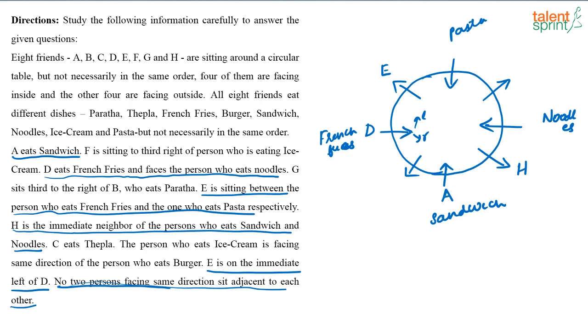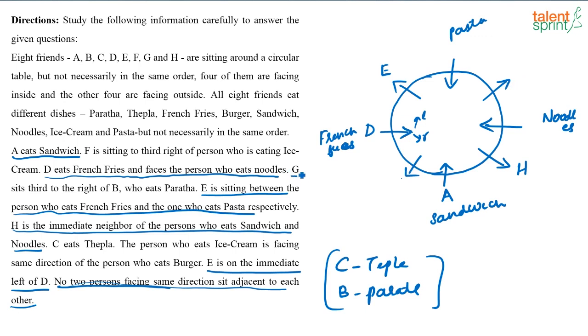What do we fix? C eats tepla, and G is sitting third to the right of B who eats paratha. See, C eats tepla and B eats paratha. Now we have two places where we can place C and B. So C and B have to be here or here. One has to be C and one has to be B. We don't know which it is. Okay. Now how do I fix that?